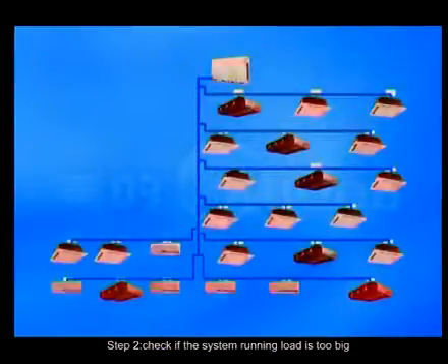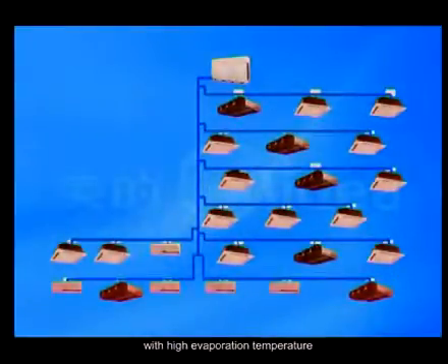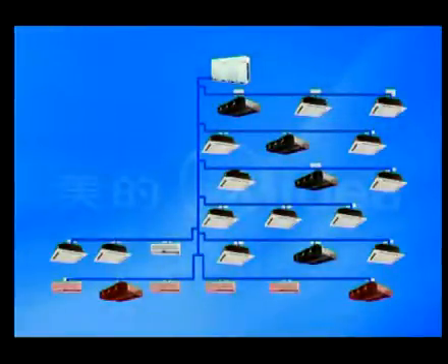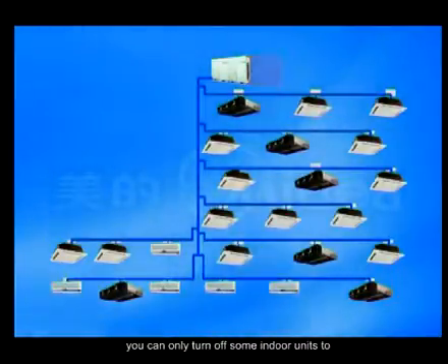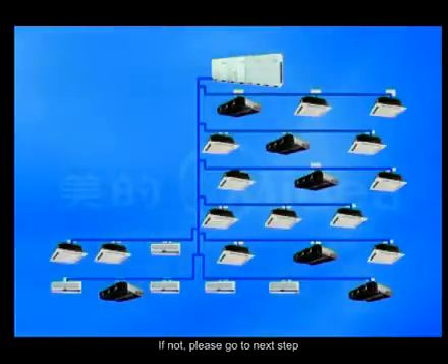Step 2. Check if the system running load is too big. For example, cooling in high ambient temperature or cooling with high evaporating temperature, because the indoor capacity is overmatching. If there is such a condition, you can only turn off some indoor units to decrease the running load or add some outdoor units. If not, please go to the next step.